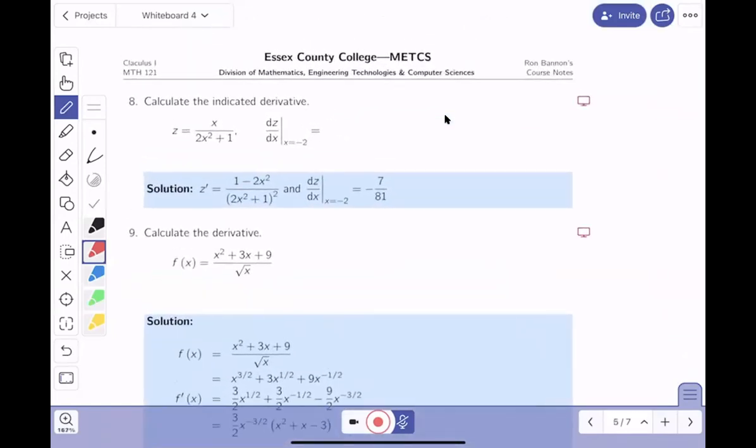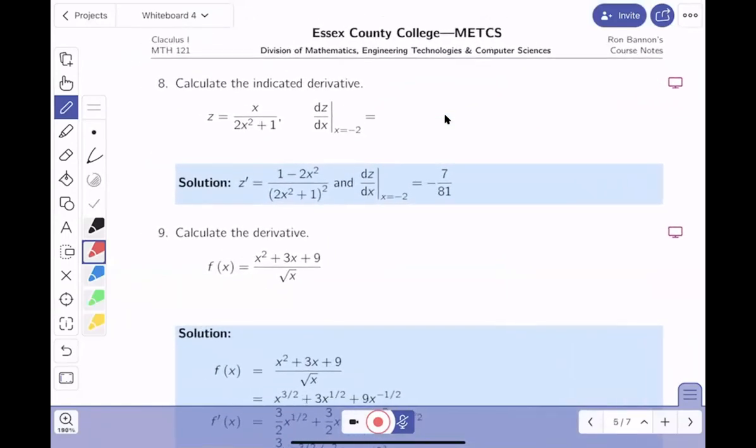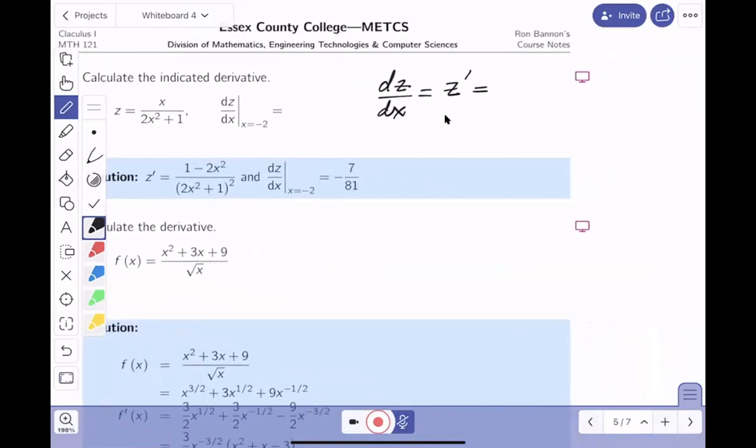And number 8, what they want to do is calculate the indicated derivative. And this is dz/dx, and they want to evaluate it at minus 2. Well, the first thing I've got to do is find dz/dx. And dz/dx, in this case, is z prime. And is that easy for me to do? I think so. Let me write it down for you.